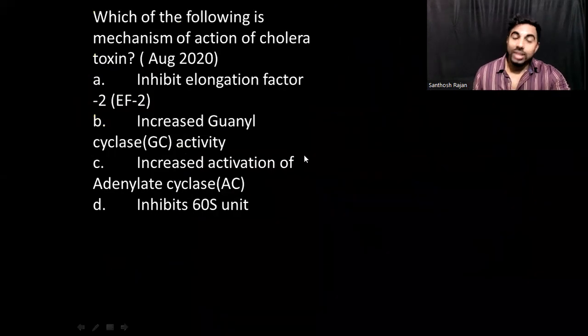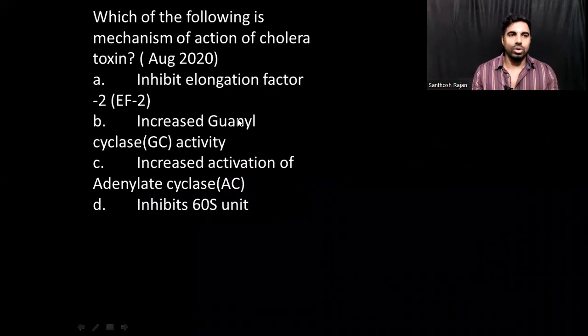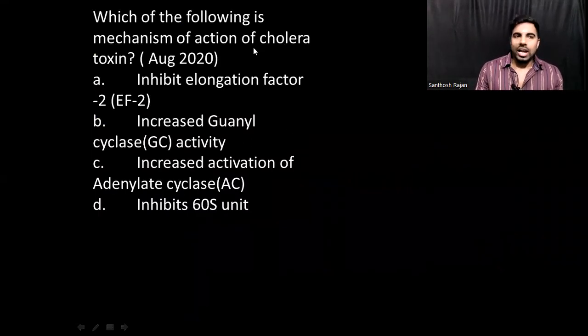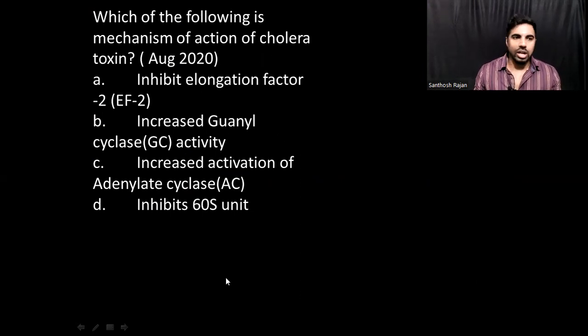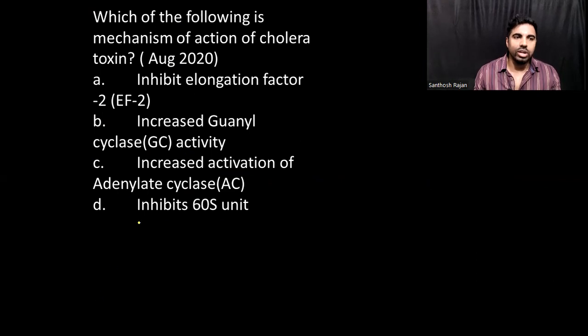Now there is one more thing, the mechanism of these toxins. We are going to talk about the mechanism of the toxins. Which of the following is the mechanism of action of cholera toxin? I know that by this time you must be ready. Even if you're not, I'll give you a clue. Inhibition of EF2 factor? No. Diphtheria and Pseudomonas do this mechanism.